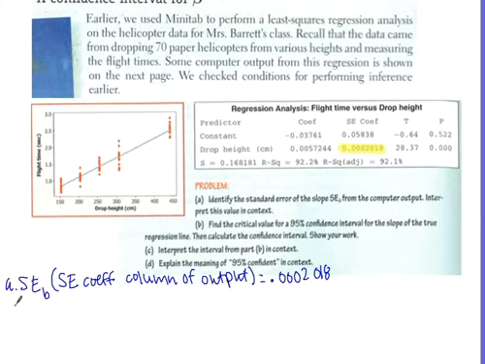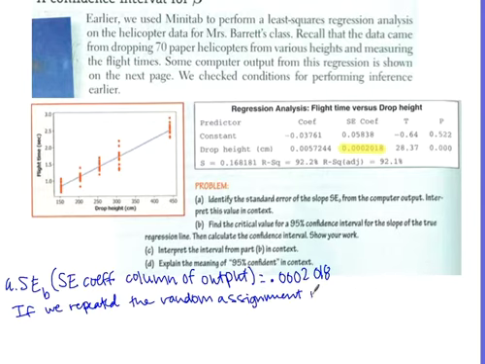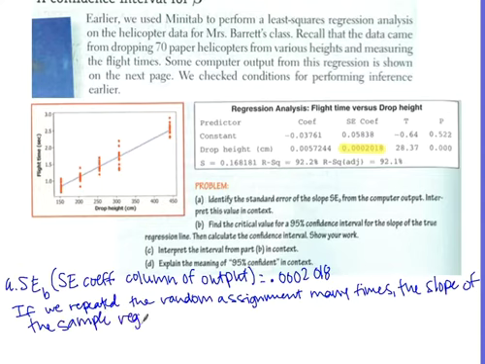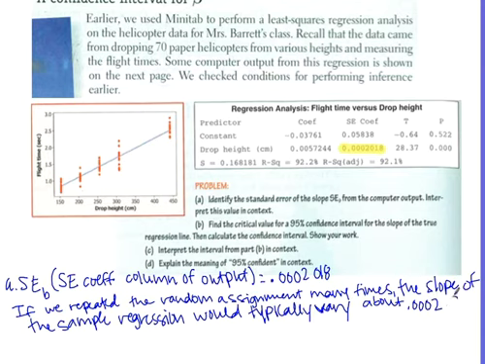And so then we want to interpret what that means. So basically, your standard error of your slope would mean if we repeated the random assignment many times, the slope of the sample regression line would typically vary about 0.0002 from the slope of the true regression line.